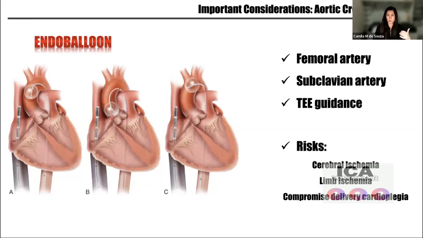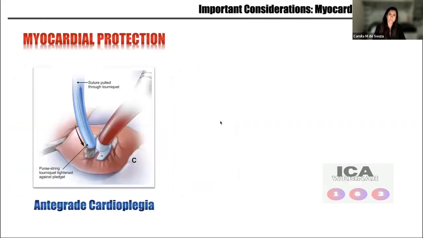And as I've mentioned before, we can monitor this with bilateral arterial lines and cerebral oximetry. If the balloon is placed too proximally, it can compromise delivery of cardioplegia to the coronary ostia. So those are things to look for when assisting with positioning of this device.